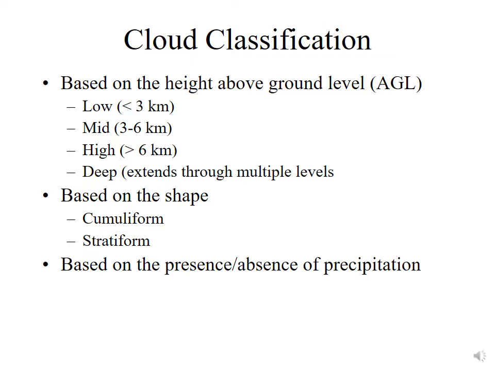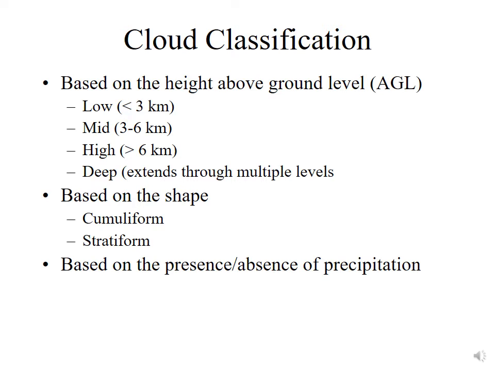So based on the height above ground level, that's the first thing I look for when I'm trying to classify a cloud. Is it a low cloud, which is typically within about 3 kilometers of the surface? Is it a mid-level cloud between 3 and 6 kilometers? Or is it a high-level cloud above 6 kilometers? Or is it deep, extending through multiple levels of the atmosphere?